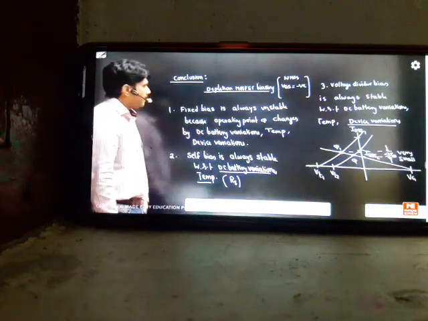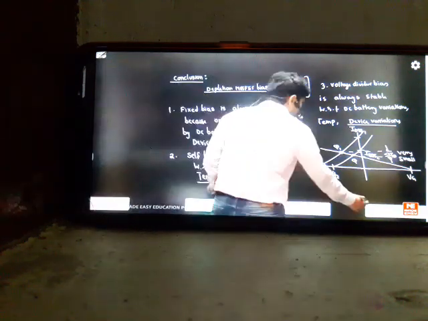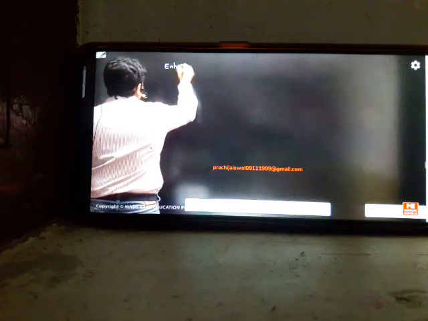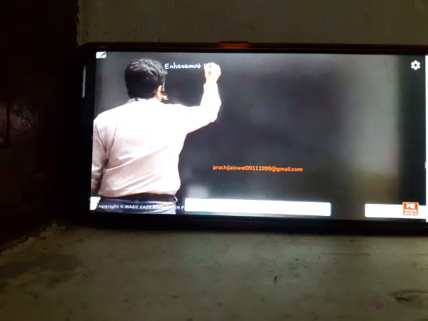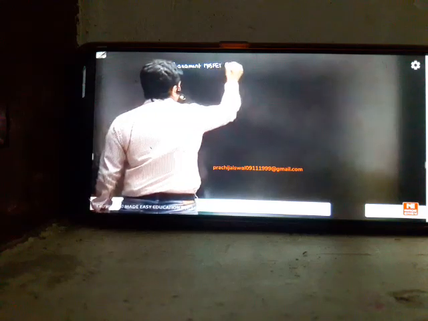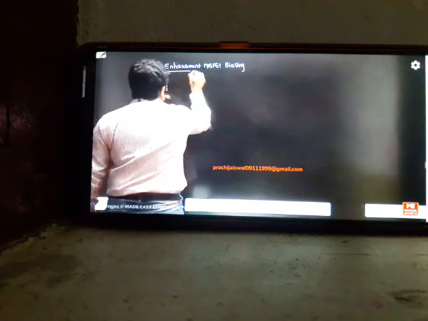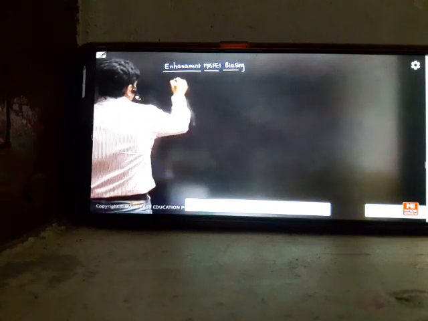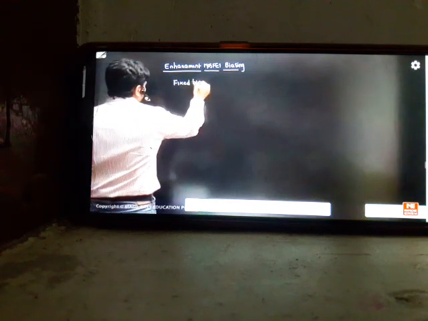Anyway, I'm so happy to complete my final session today. Let us start enhancement MOSFET biasing. Finish the 3 topics. Keep the heading: Enhancement MOSFET biasing. This is the concept we are learning today. In that, first we are learning fixed bias.